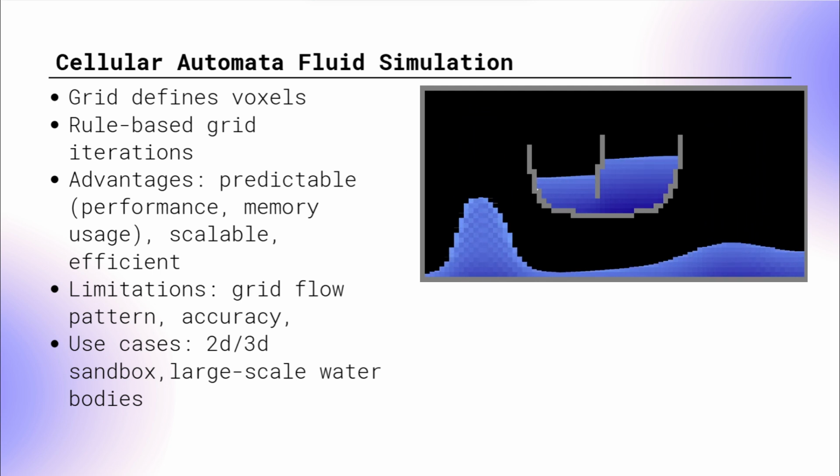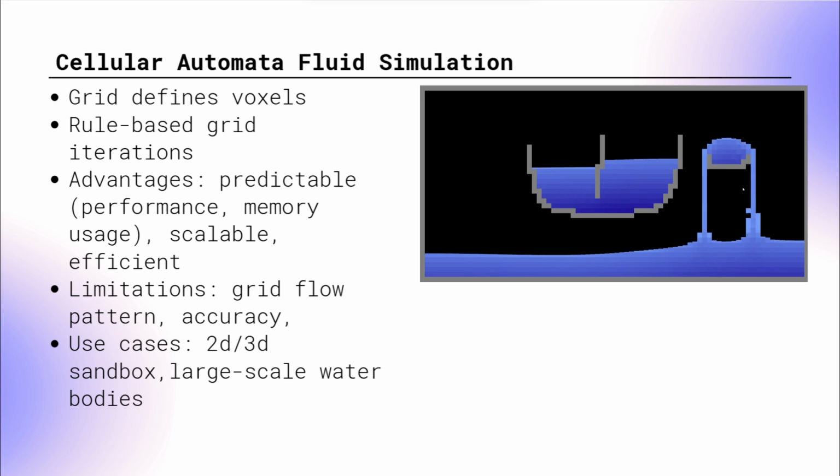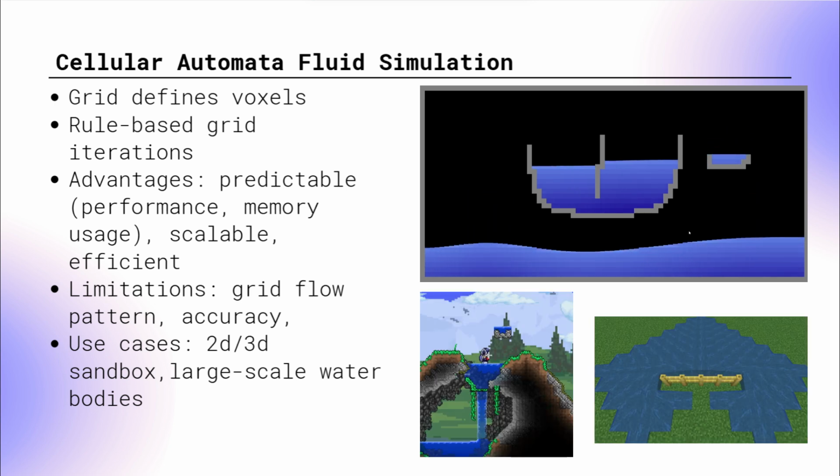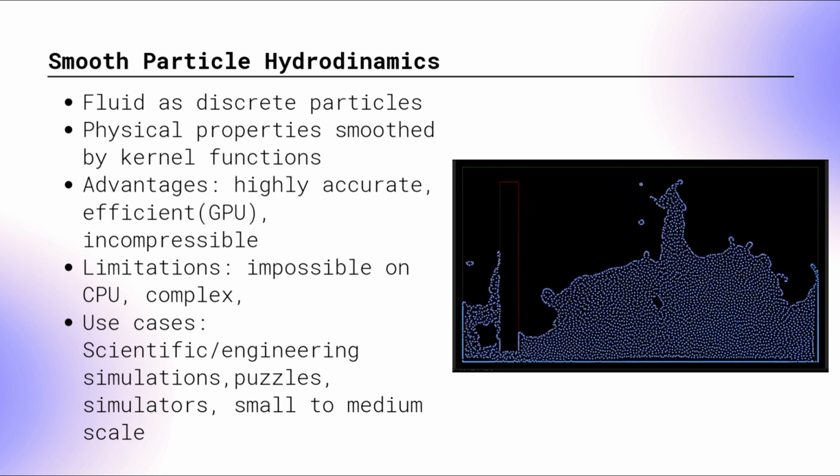This approach is significantly more performant, scalable, and predictable. However, without post-processing, it flows in a distinct grid-like pattern. This can reduce accuracy for certain applications. Despite these limitations, it remains a popular choice for sandbox games such as Minecraft and Terraria, and it is sufficient for most gameplay needs. The final technique is called smoothed particle hydrodynamics.